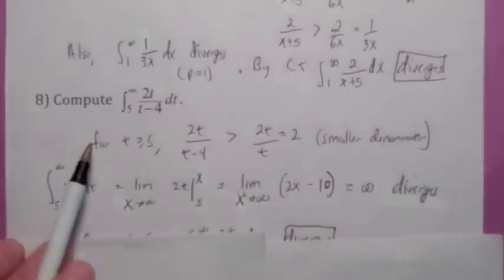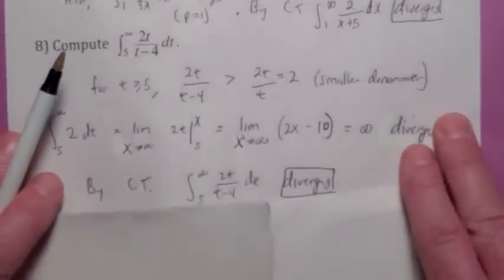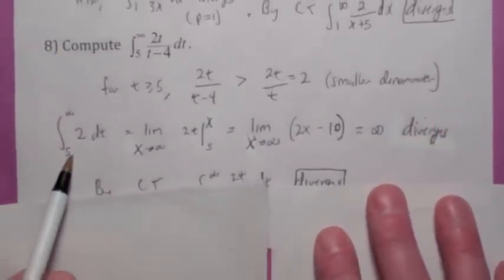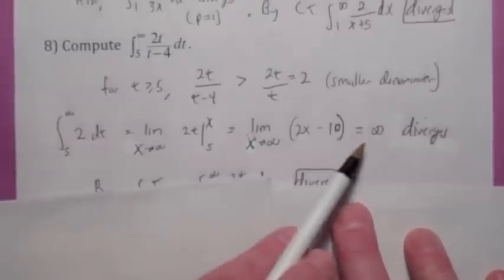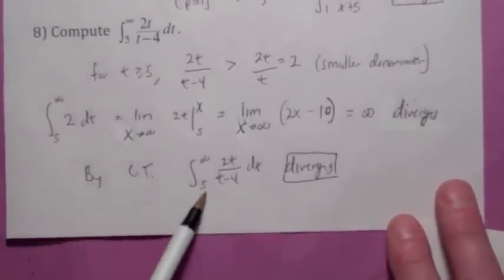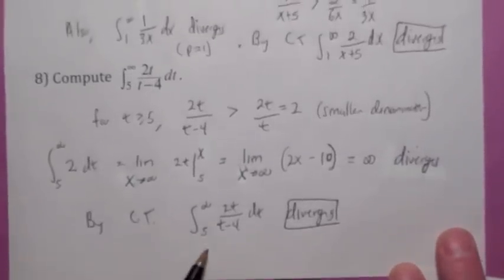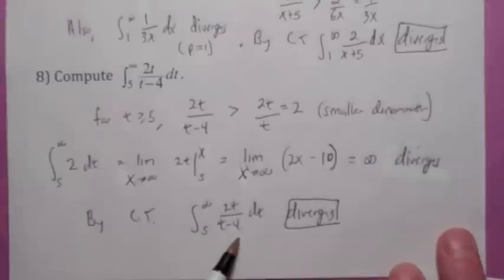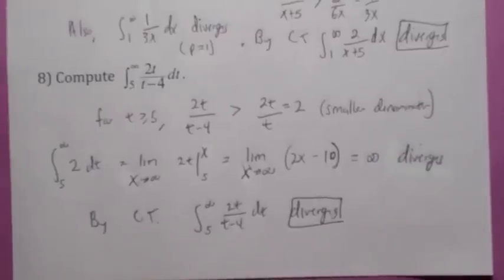And it's not too hard to show that the integral from 5 to infinity of 2 dt clearly diverges. That's easy to show. So by the comparison theorem, so does the integral from 5 to infinity of 2t over t minus 4 dt. All right, we'll see you next time.